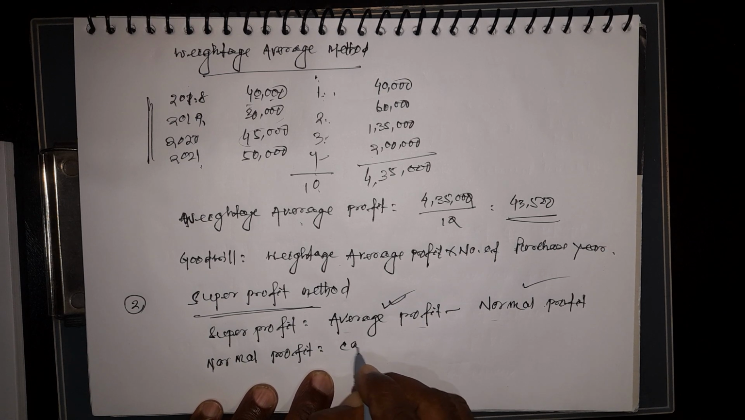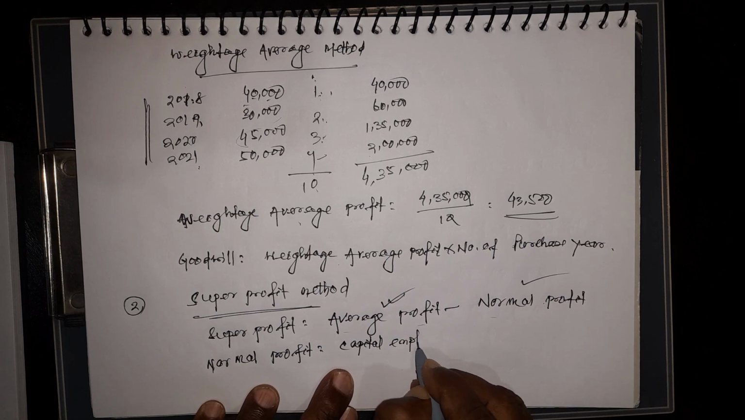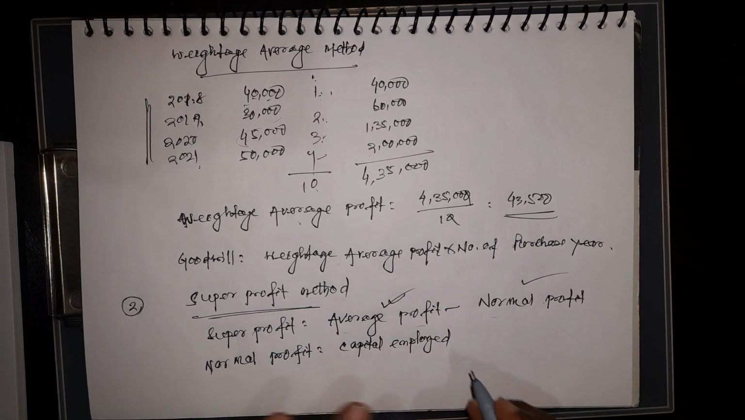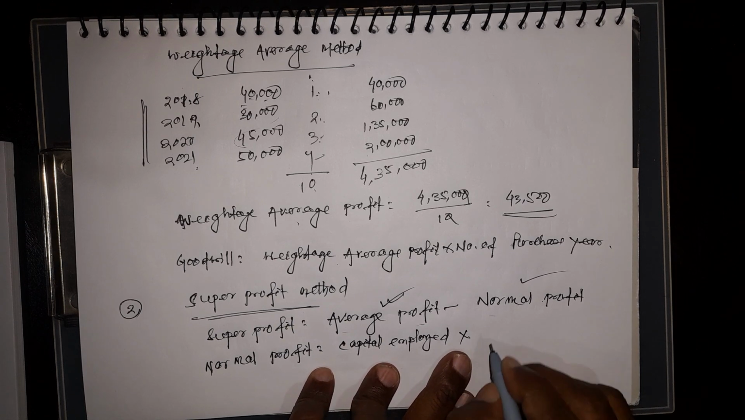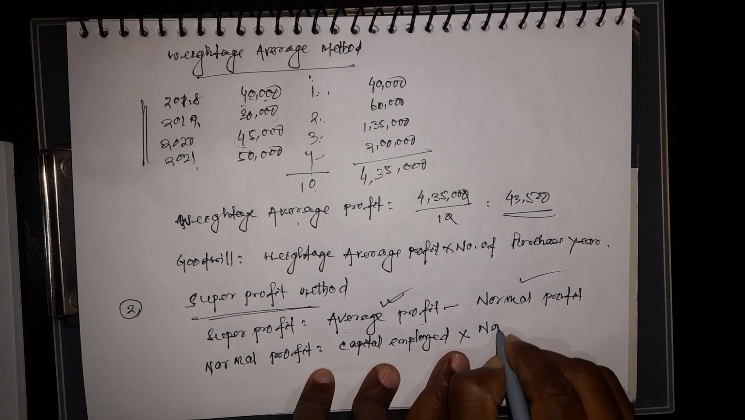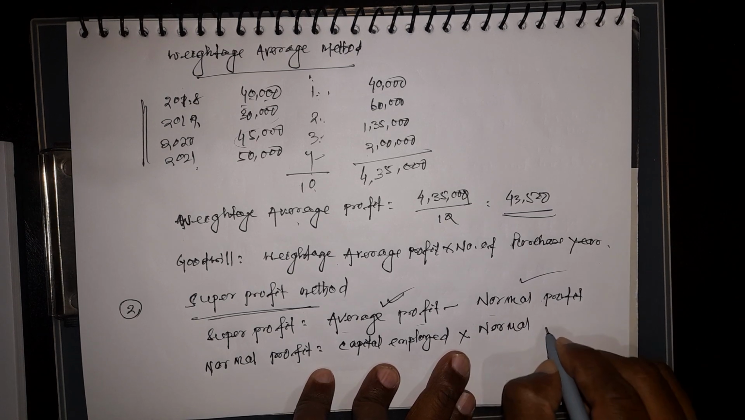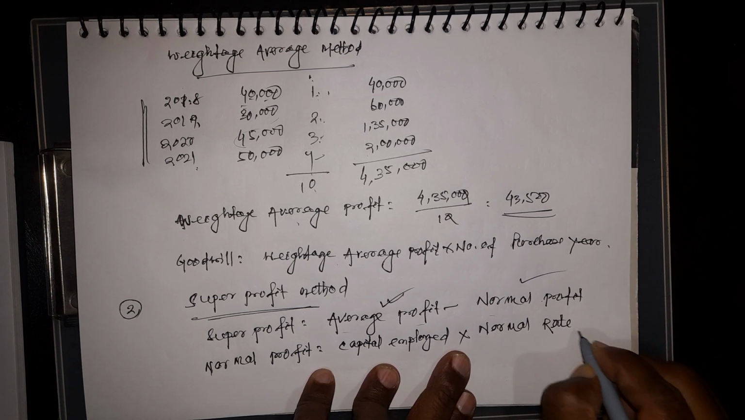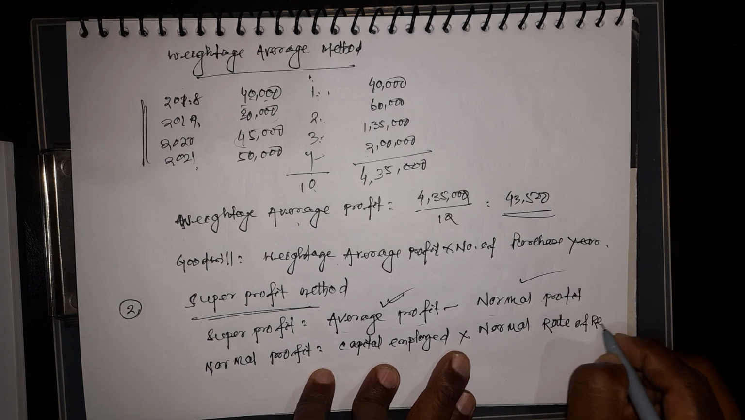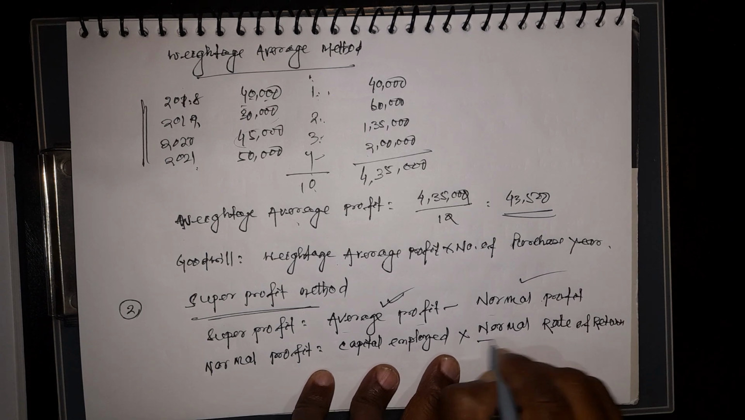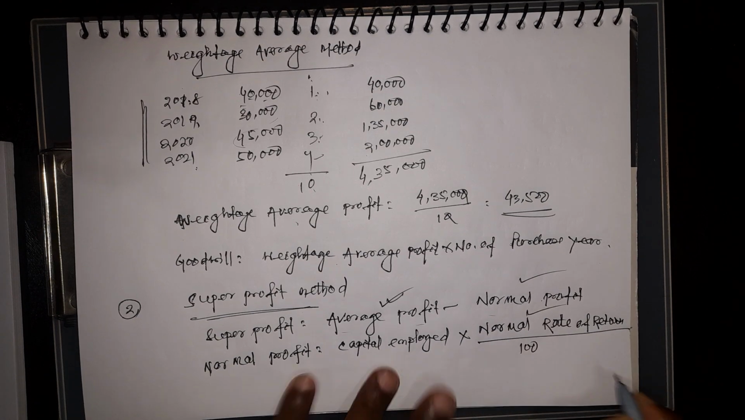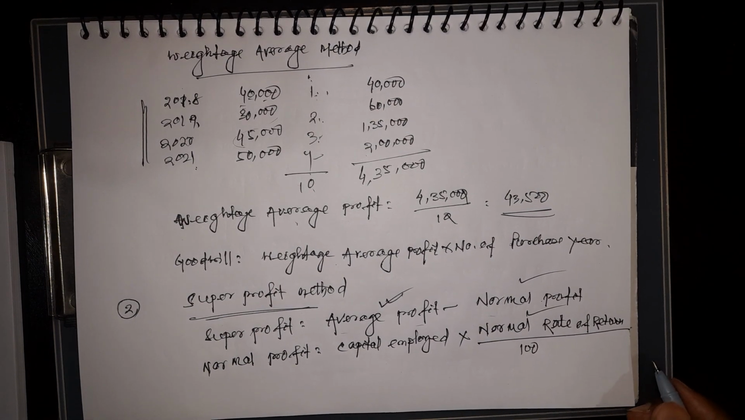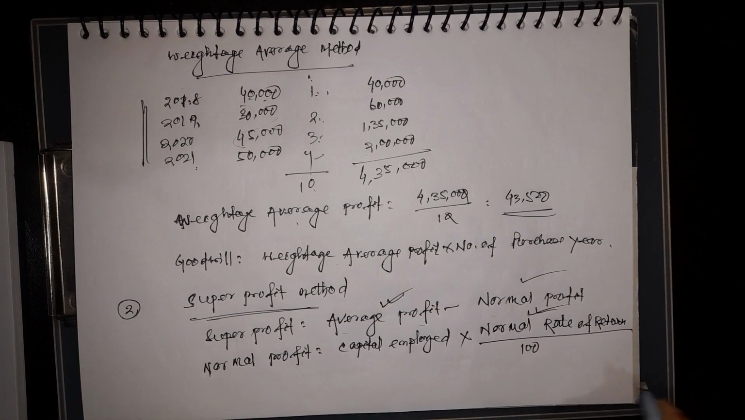Normal profit equal to capital employed or capital invested in the business into normal rate of return by 100. Clear? What is normal rate of return? Generally, how much return can be received from the business, that is the normal rate of return. It will be given in the question.